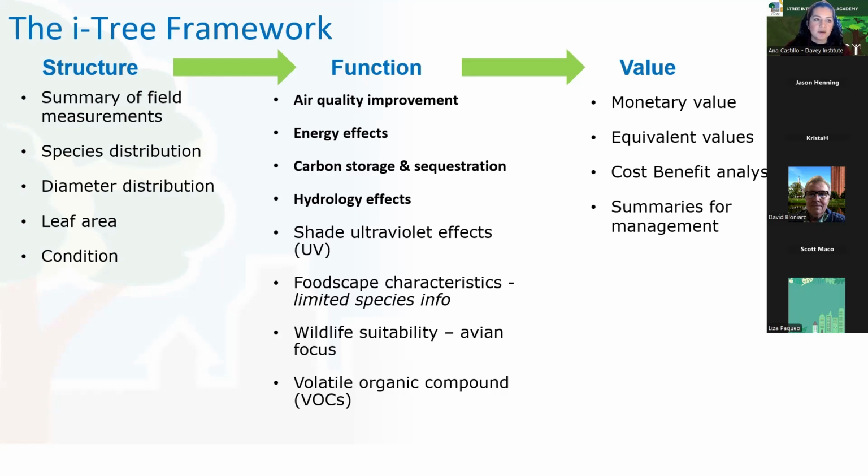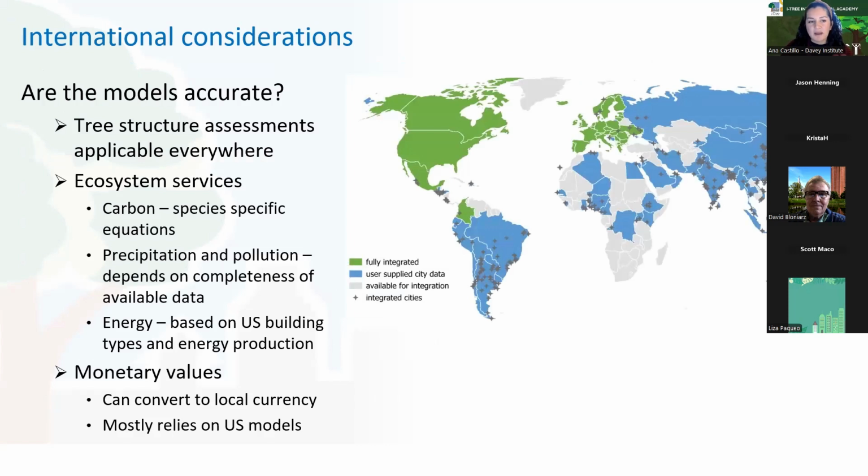So some of you might be wondering, or maybe we'll get asked, how accurate are these models for international locations? As we've learned, this model was developed in the United States. And the answer is it kind of varies. Some aspects, such as the tree structure assessments, are applicable everywhere. Getting that information about your species distribution or the size class structure of your trees doesn't matter where it is. That's all still really useful information, and those estimates could be very useful regardless of where you are.